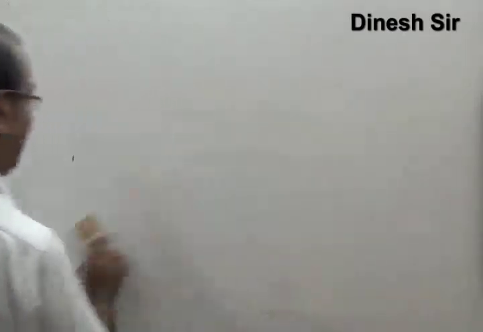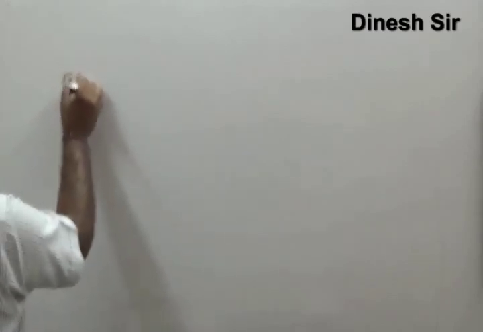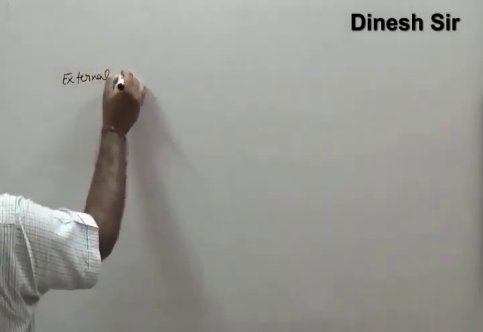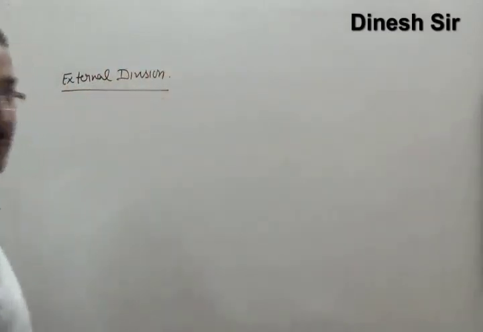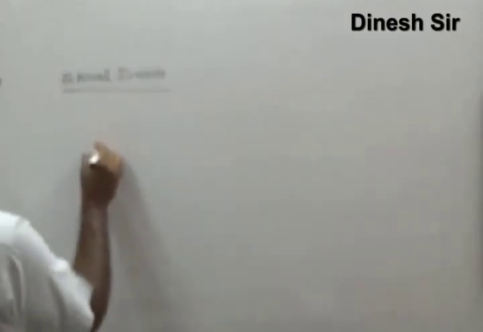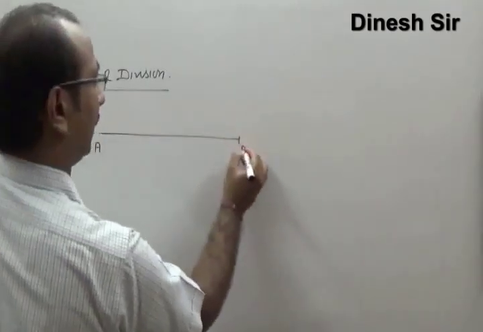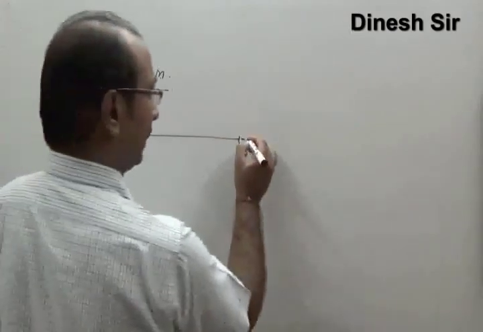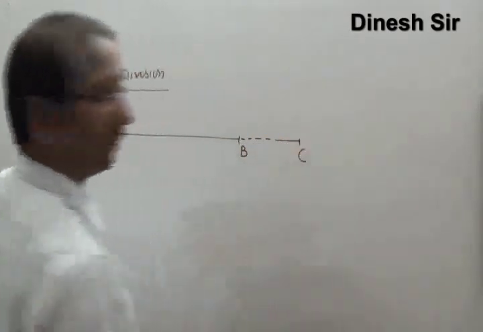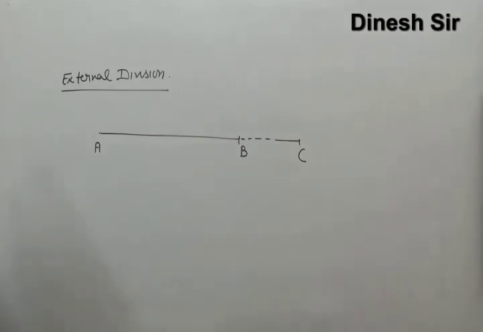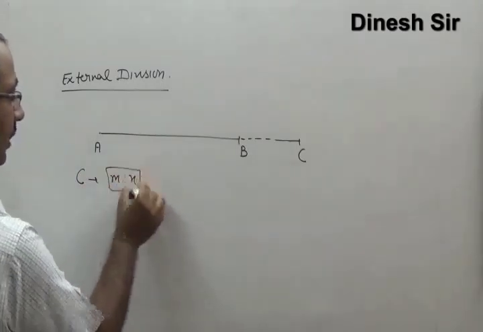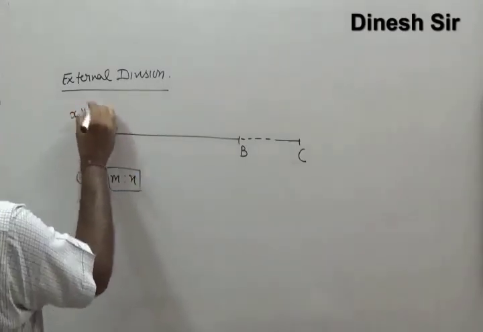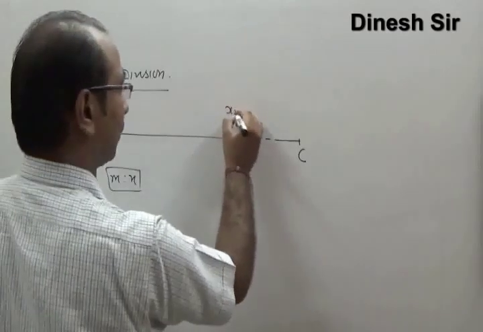Similarly, the next point here is the concept of external division. Now first of all we have to understand what we mean by the term external division. Suppose 2 points are given, 1 point is A and 1 point is B. Suppose there is a point C that externally divides it in the ratio of m:n. Coordinates of A are x1, y1, and coordinates of B are x2, y2.